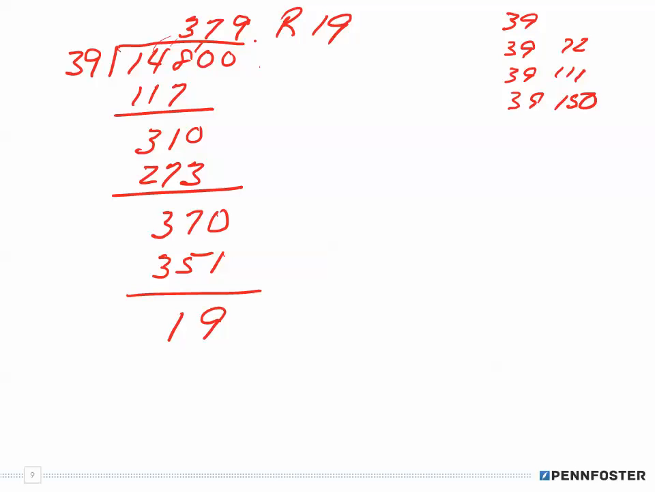If we decided to continue this out to carry a decimal place, we would put a decimal place here, and then we'd bring down our next 0, and we'd continue on. Okay. And we'd go out as far as we would have to go until 39 went into a number evenly.